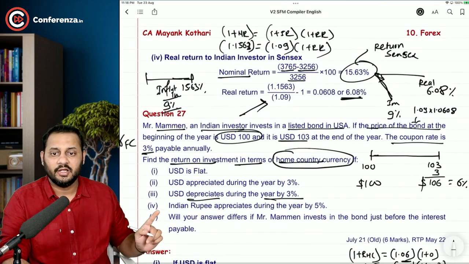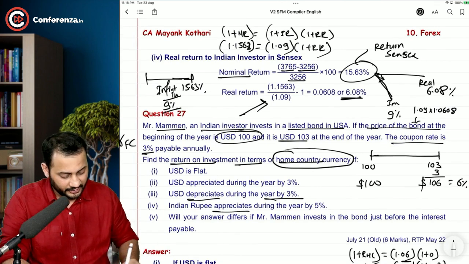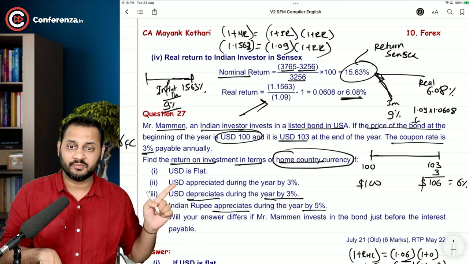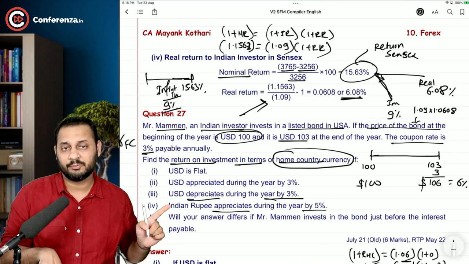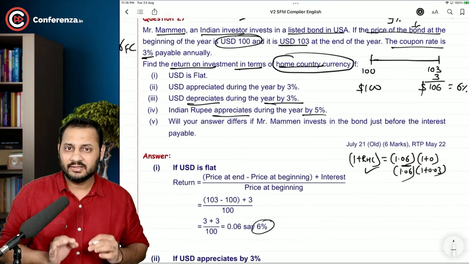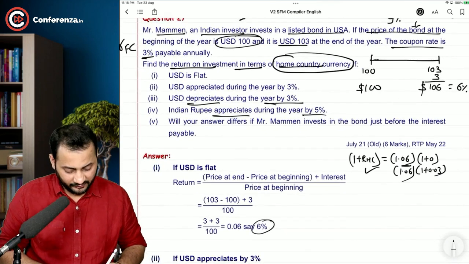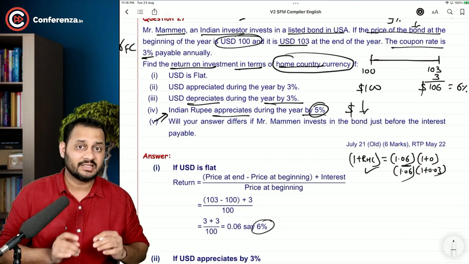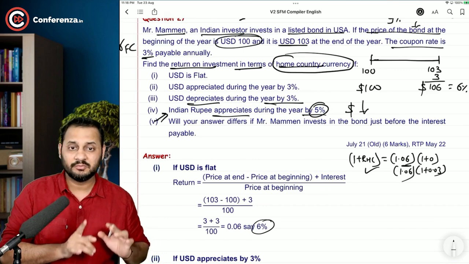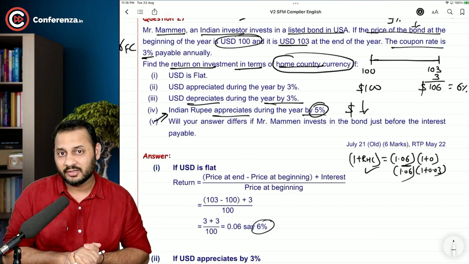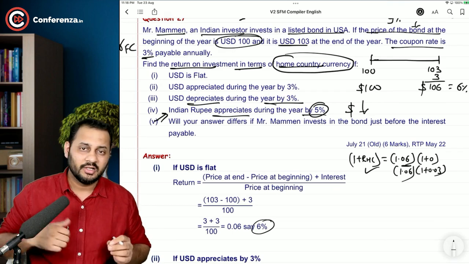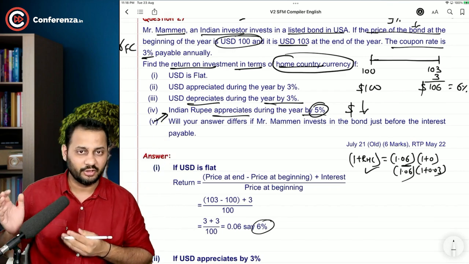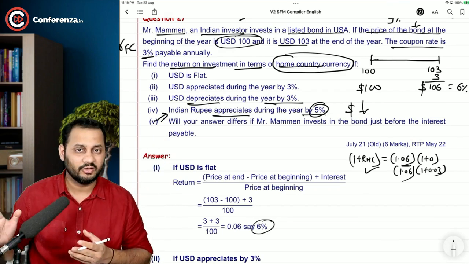Now the next part. Indian rupee appreciates during the year by 5%. They are not saying USD is appreciating. They are saying exactly the opposite currency is appreciating. Practically speaking, if Indian rupee is appreciating by 5%, dollar will be depreciating by some other percentage. How to calculate that? One thing to keep in mind is the appreciation in Indian rupee will not be equal to the depreciation in dollar. That is for your practical knowledge.